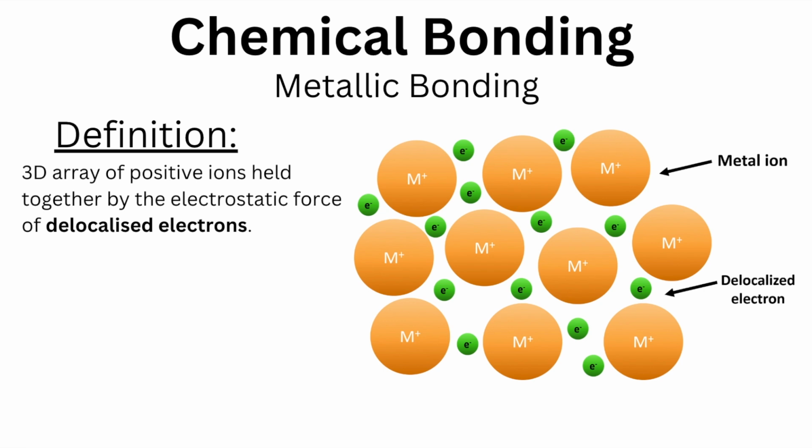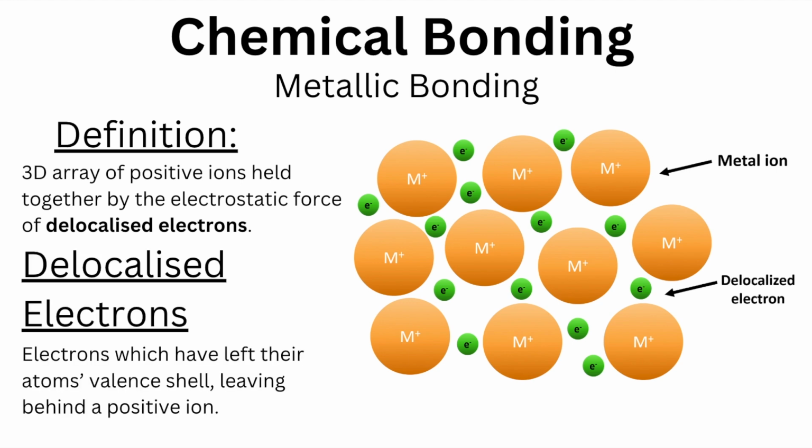Metallic bonding. Metallic structure bonding is an orderly 3D array of positive ions held together by delocalized electrons via electrostatic force between the positive ions and negative electrons. Delocalized electrons are electrons which belong to no atoms, breaking away from the valence shell to form the positive ions which form a metallic structure. Most of metals' properties, such as hardness, malleability, and conductivity, are due to this.